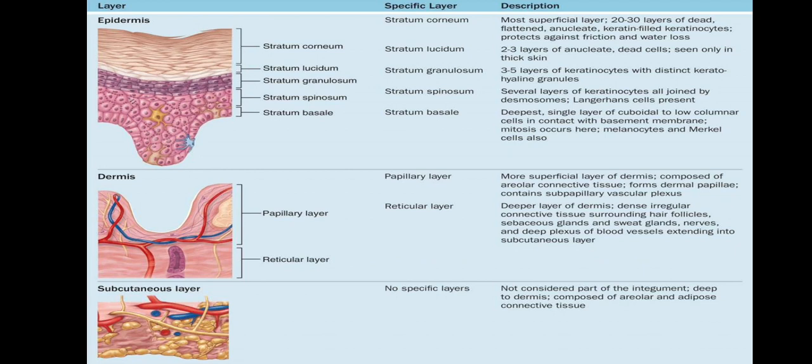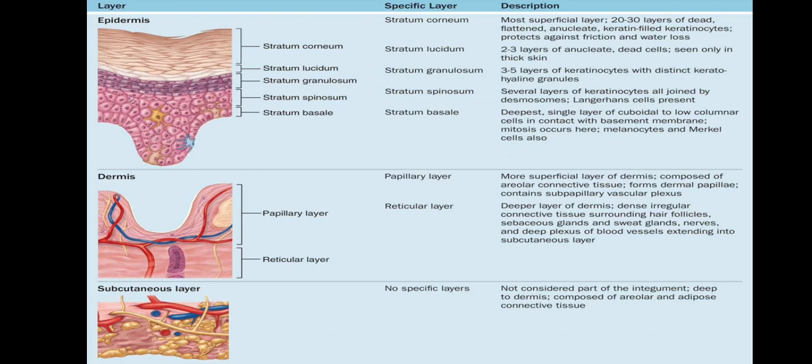We have the epidermis. As I've said earlier, I have discussed the stratum corneum, the stratum lucidum, the stratum granulosum, the stratum spinosum, and the stratum basale. The stratum corneum, in description, is the most superficial layer, which has 20 to 30 layers of dead, flattened, anucleate, keratin-filled keratinocytes that protect against friction and water loss. The stratum lucidum is 2 to 3 layers of anucleate dead cells seen only in thick skin. So again, the stratum lucidum is seen only in thick skin.